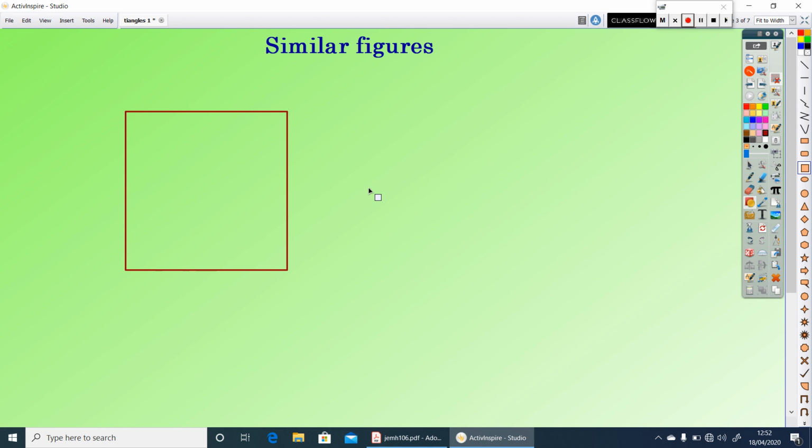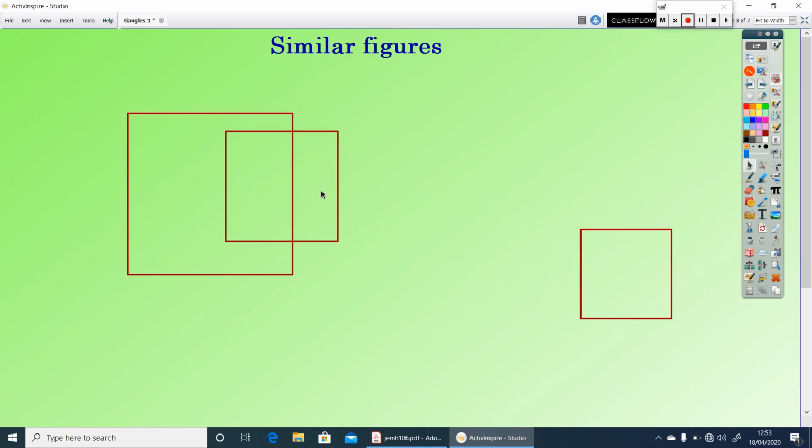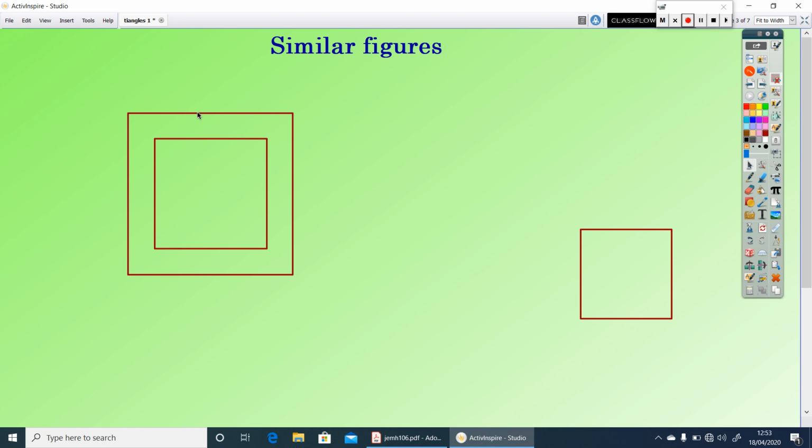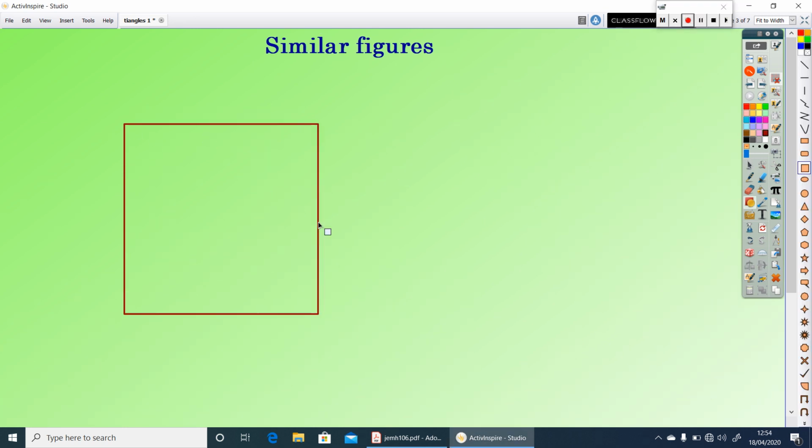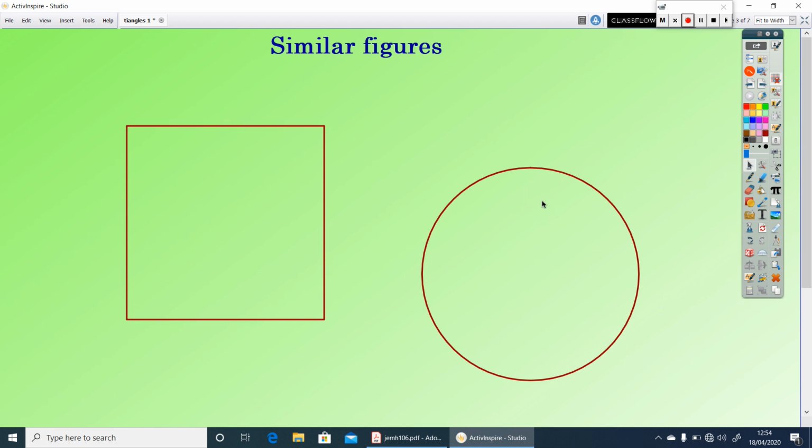Now let me take some squares of different size. Can you say, are they similar? Let us keep one square on the other. Of course, they are of the same shape. So all these squares we can say they are similar. Now let me take a square and a circle. Are they similar? By looking at the shape itself you can say they are not similar.